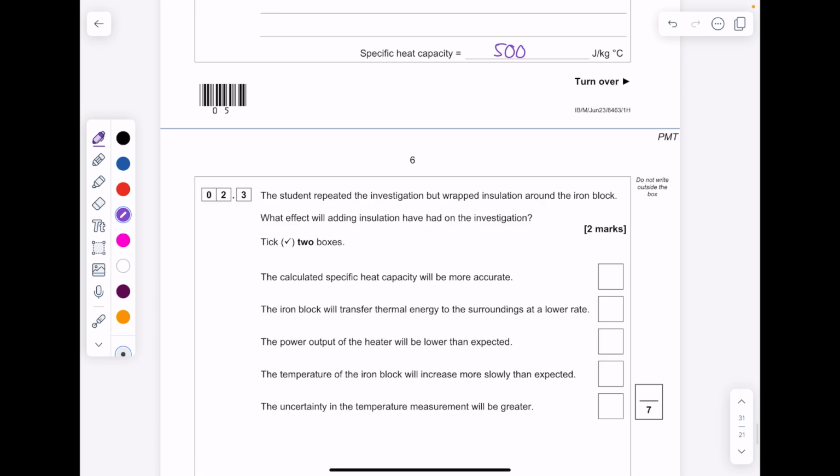The student repeated the investigation but wrapped insulation around the iron block. That's going to stop heat transfer to the surroundings. What effect will adding insulation have had on the investigation? You need to tick 2 boxes.